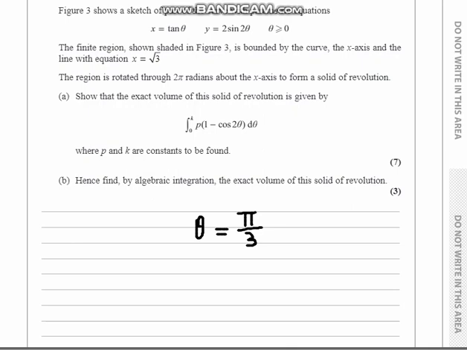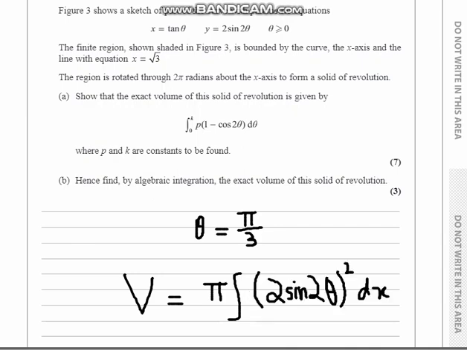The formula to find the exact volume of a solid of revolution is V equal to pi, outside the integral, and we're integrating y to the power 2, so we are squaring the y dx. We know that our y is equal to 2 sine 2 theta, so I'll just plug in and square it. There you go, 2 sine 2 theta all squared dx.